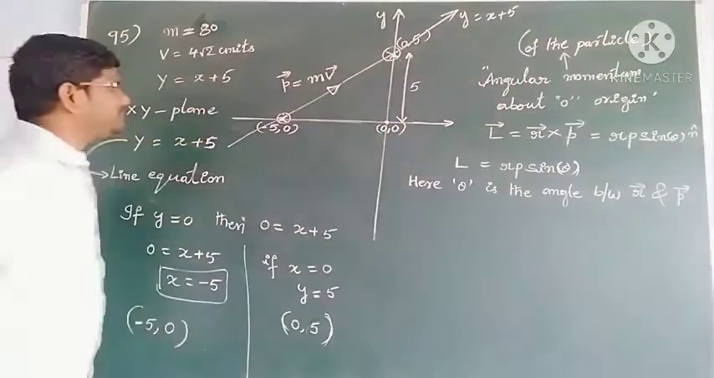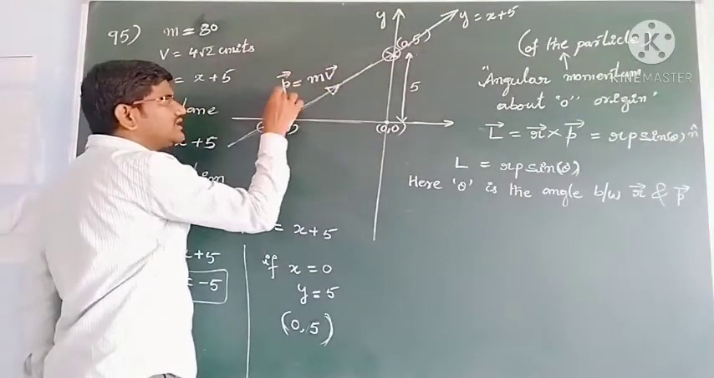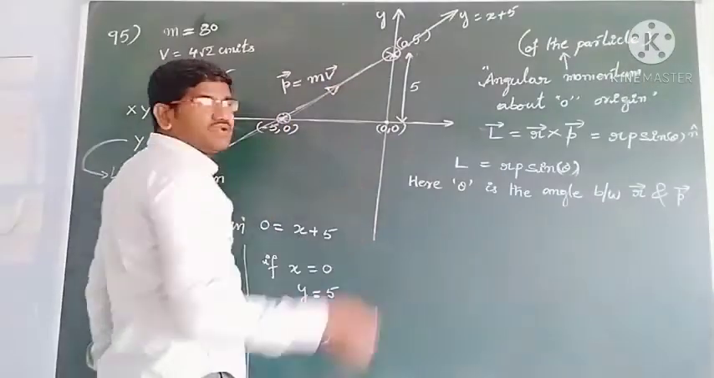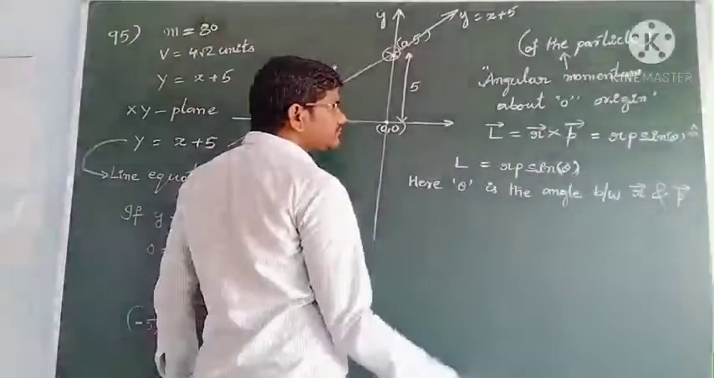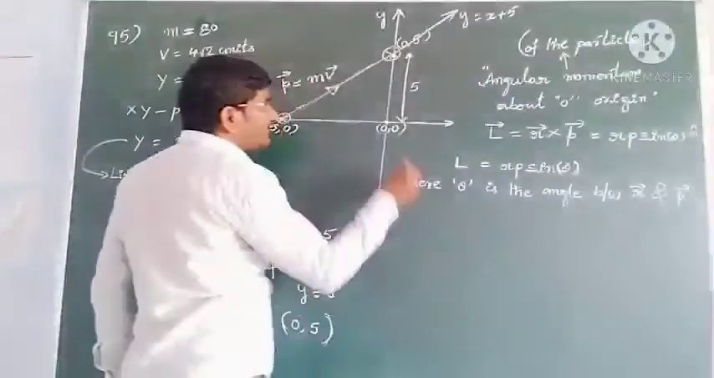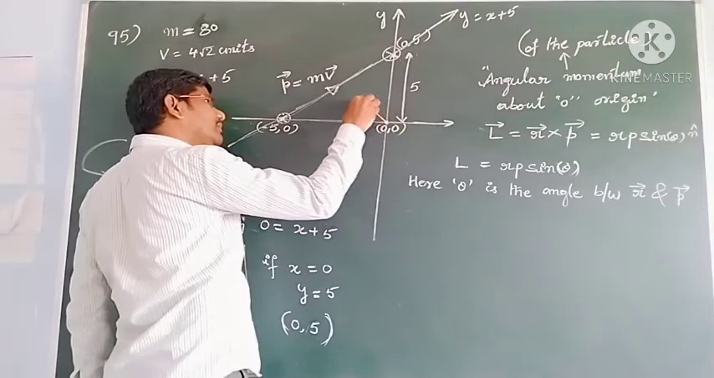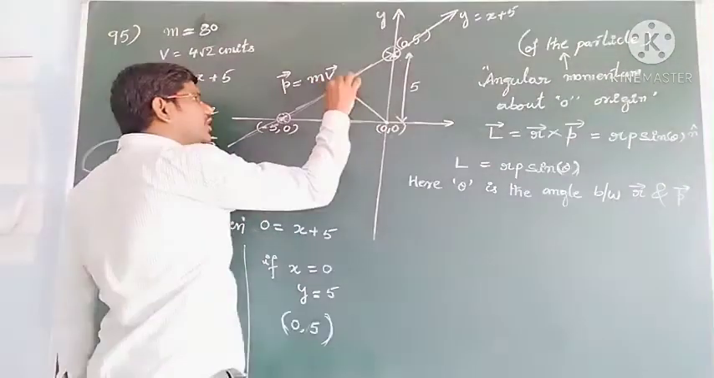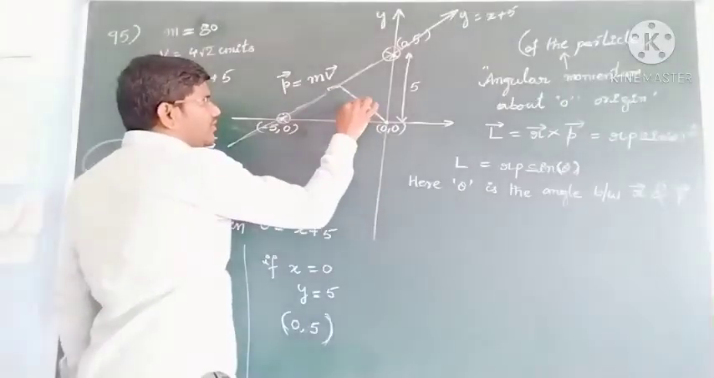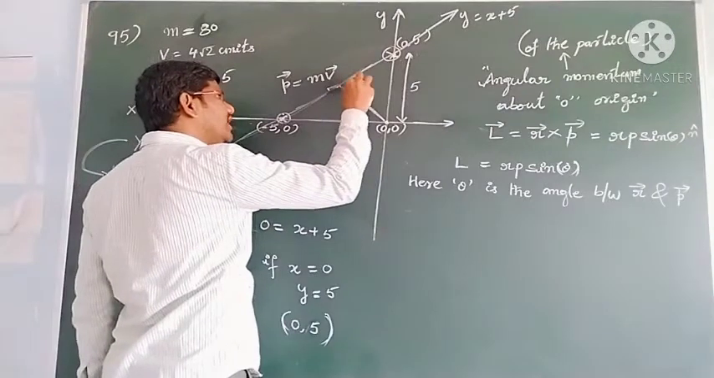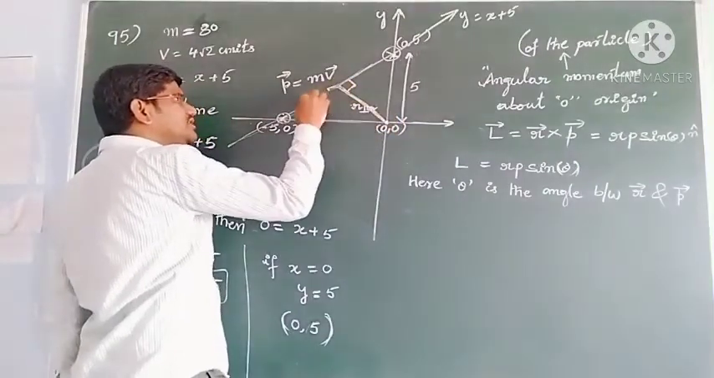See students, the particle is moving in this direction. This is the velocity of the particle. Mass into velocity gives the linear momentum, so this is the direction of linear momentum. I want the angular momentum about this point, so see at what perpendicular distance the line is from this point. I'm dropping r perpendicular. This is called r perpendicular. So I'm dropping a perpendicular from the origin to this line.